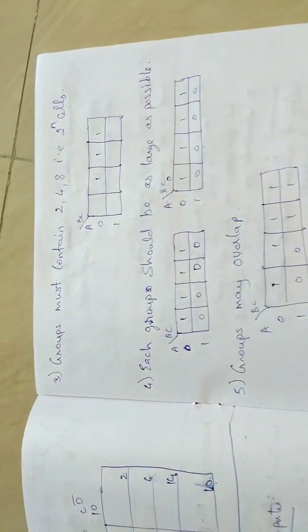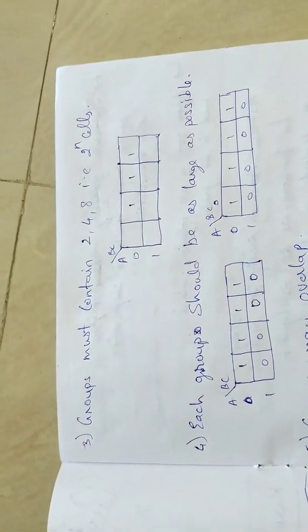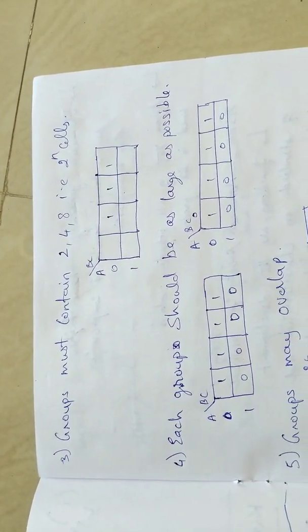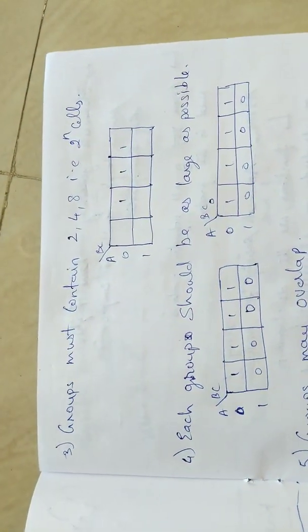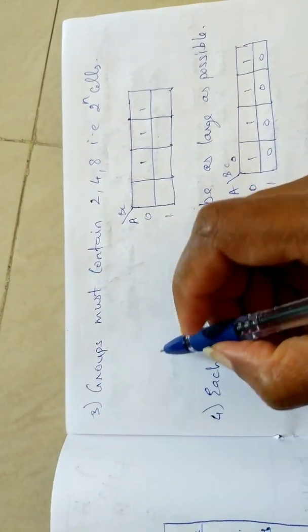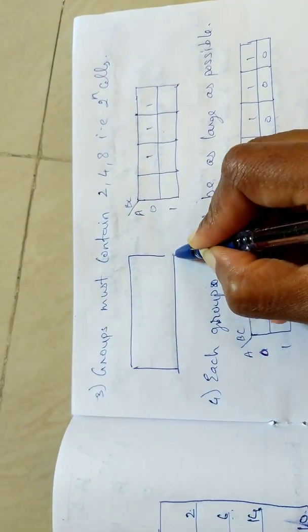Come to your third rule. Third rule, what I have given: a group must contain either 2, 4, 8, that means 2 to the power of n cells. So suppose I have a group like this. You can make a group. How you can make a group, this is the third important rule.